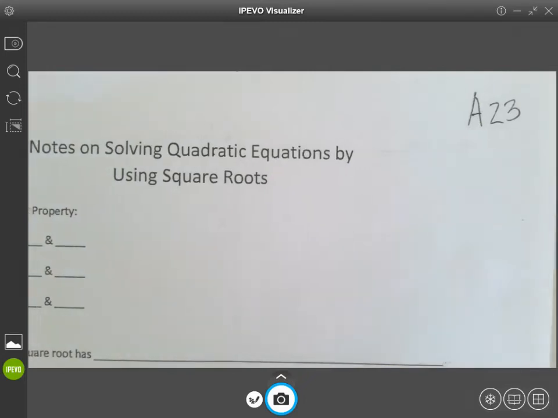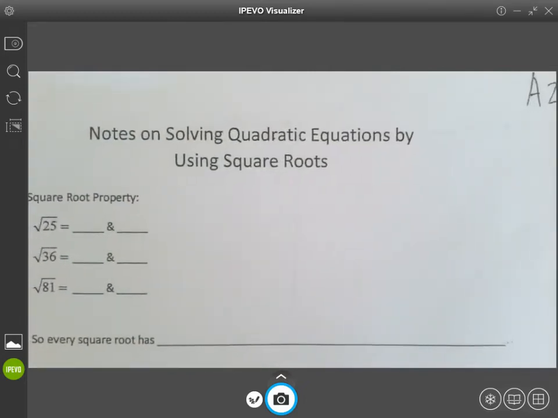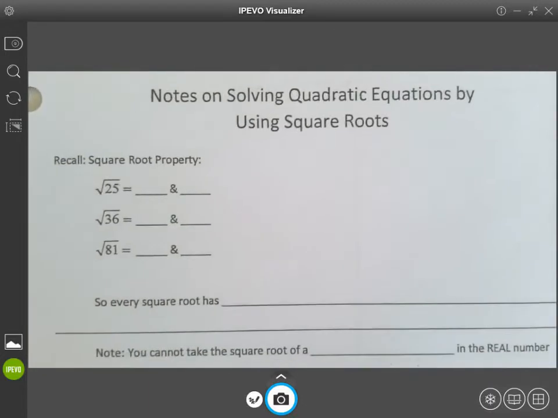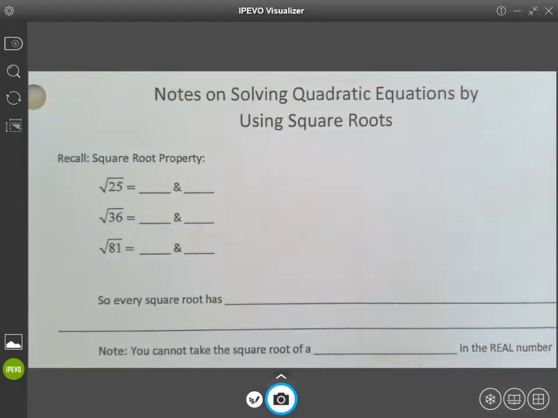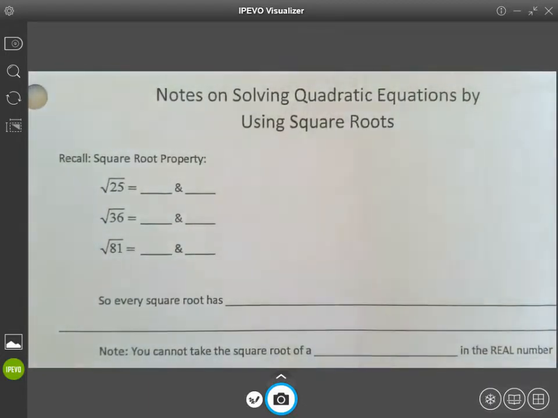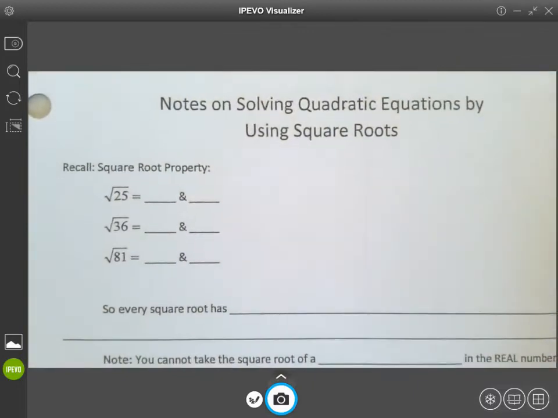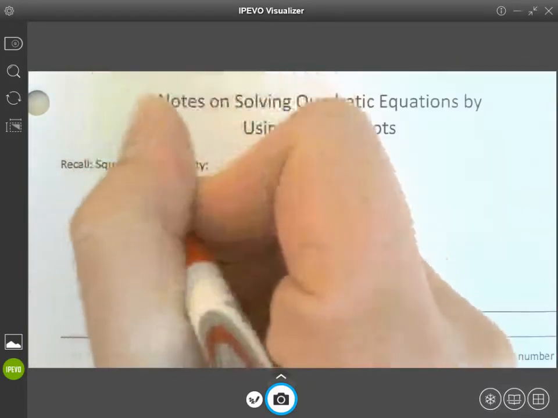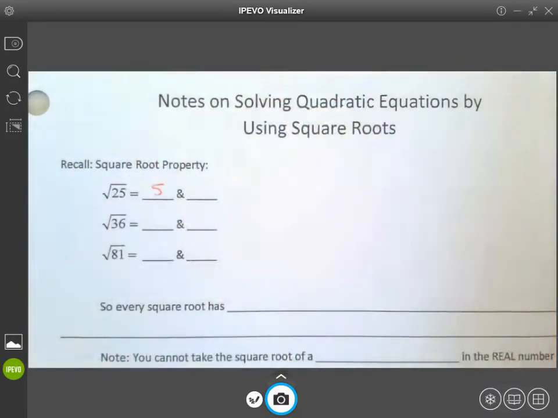All right, we're looking at A23, their notes on solving quadratic equations by using square roots. So this is something a little bit different. And if I ask you for the square root of 25, you would all tell me it's what? 5. You would tell me it's 5. And then you see this other blank here.